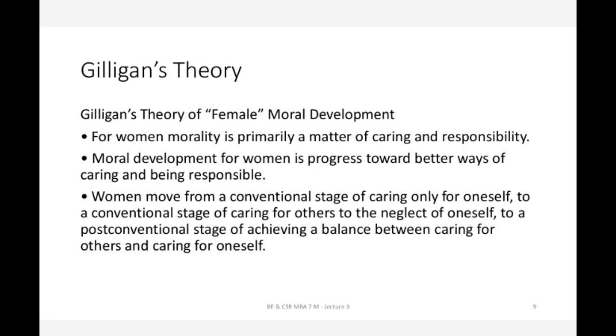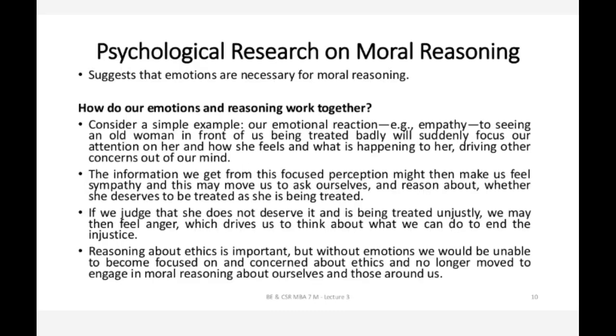Gilligan's theory of female moral development. For women, morality is primarily a matter of caring and responsibility. Moral development for women is progress toward better ways of caring and being responsible. Women move from a conventional stage of caring only for oneself, to a conventional stage of caring for others to the neglect of oneself, to a post-conventional stage of achieving a balance between caring for others and caring for oneself.